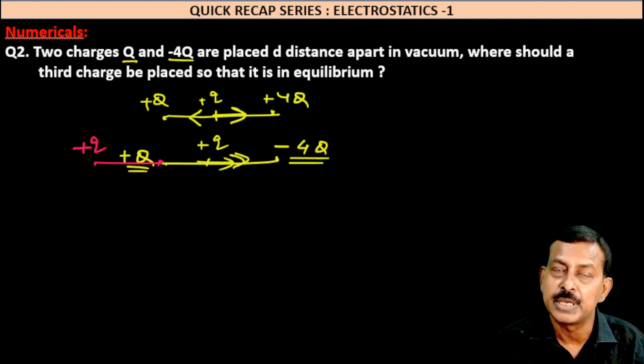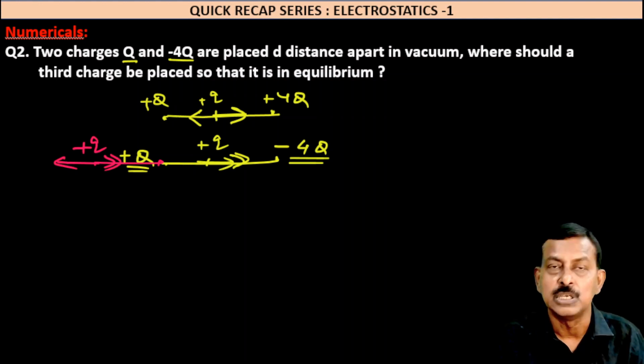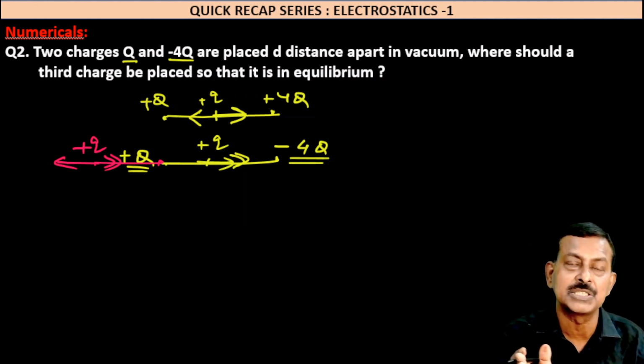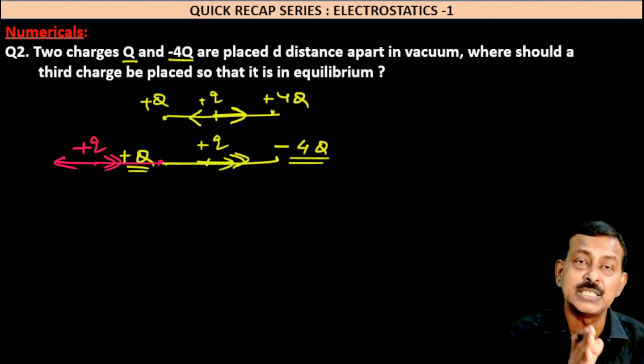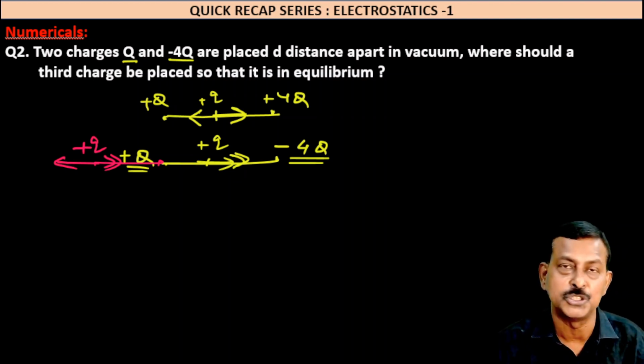So if I put the plus q charge here, in that case it will experience a repulsive force due to this charge capital Q, and due to this minus 4Q it will experience an attractive force. So the two forces will be in opposite directions. If magnitude-wise they become equal, then the net force will be 0.